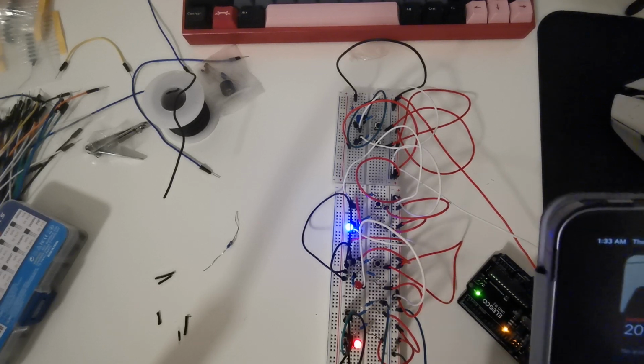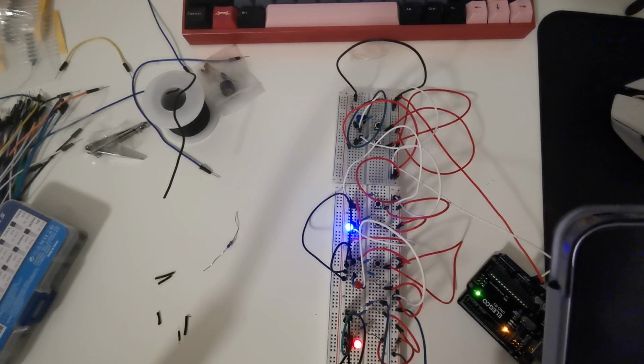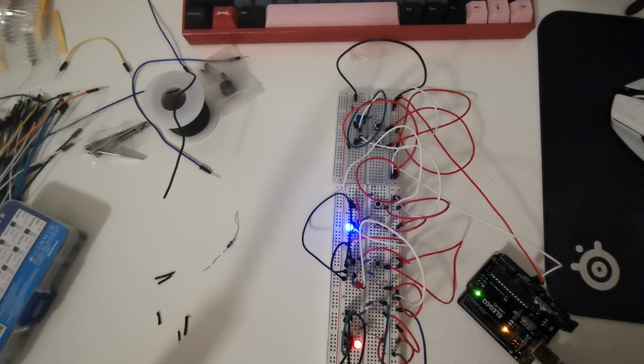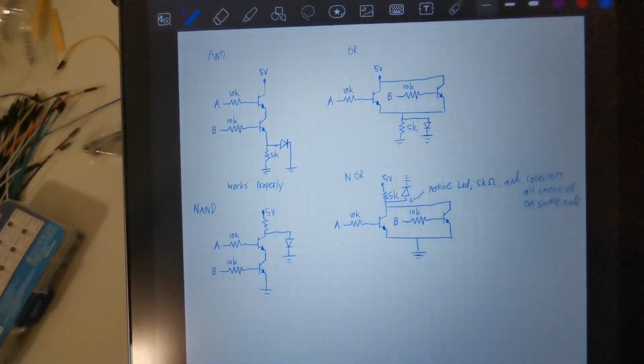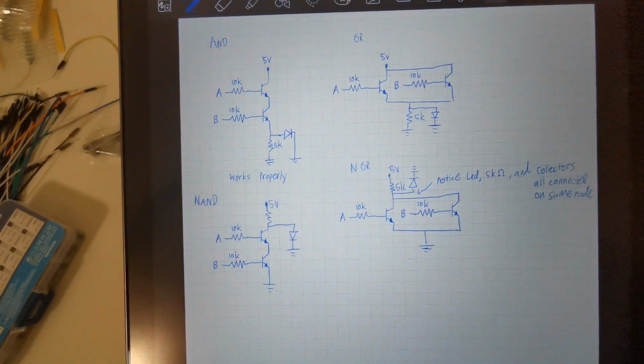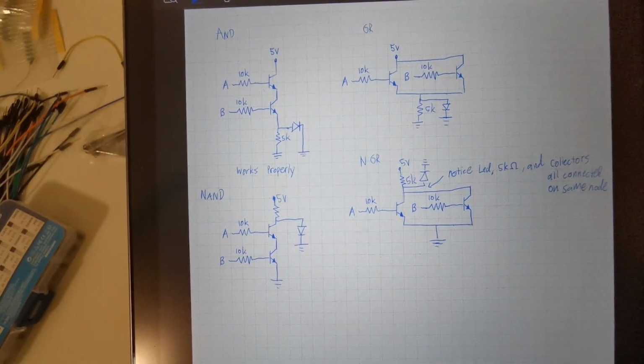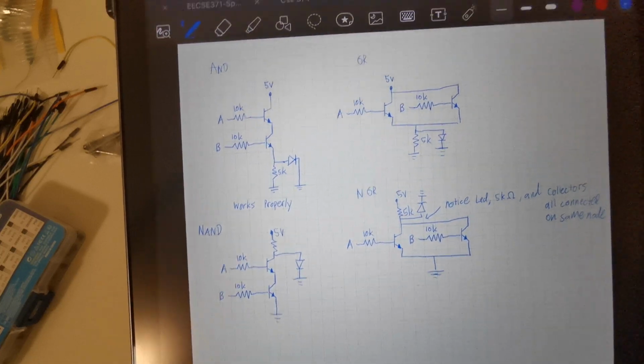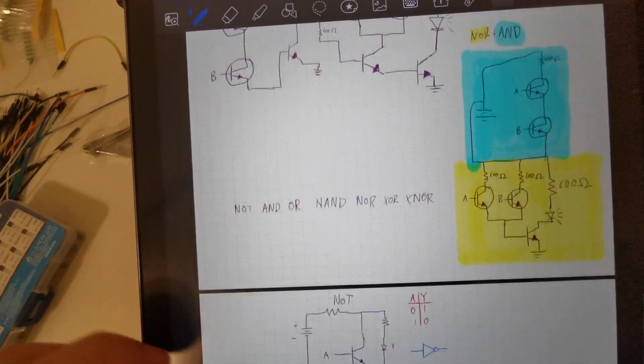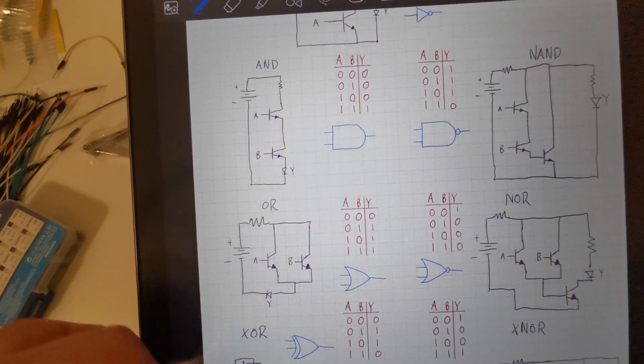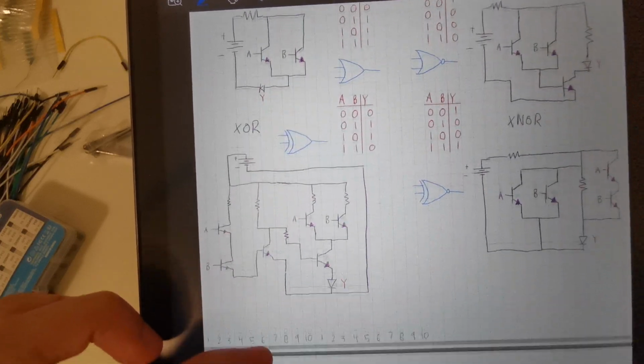Not really. So I tried making the AND, OR, NAND, NOR, XOR and XNOR gates. I found the XOR and XNOR gates are pretty complicated, so I think I'll just stick to the AND, OR, NAND and NOR gates. So I drew them right here, and I came up with this whole process of making these NOT, AND, NAND, NOR gates.